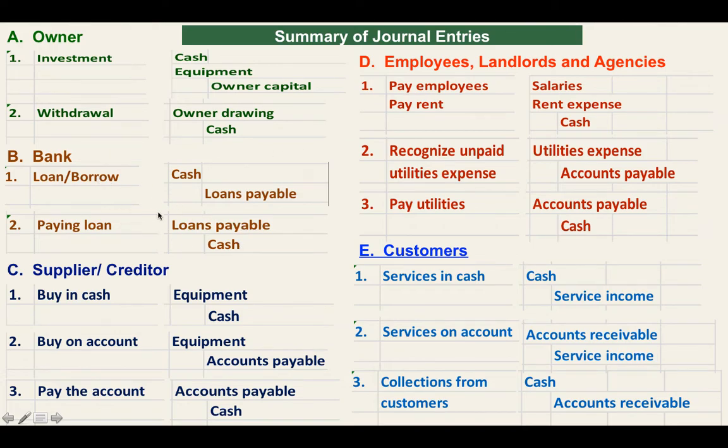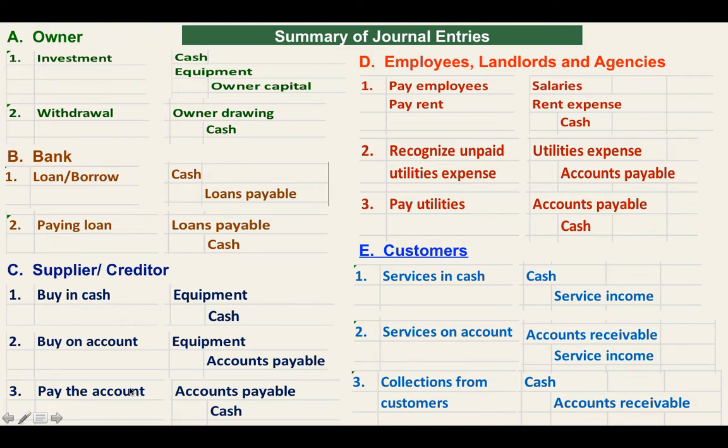With the bank, if we have a transaction with the bank, the cash that we receive, what we are using as a credit is loans payable. However, for a supplier and creditor, if we bought on account, the account that we are going to use is accounts payable because this is trading. Okay, if it is a trade account, we will be using accounts payable, but if it is with the bank, it's loans payable.